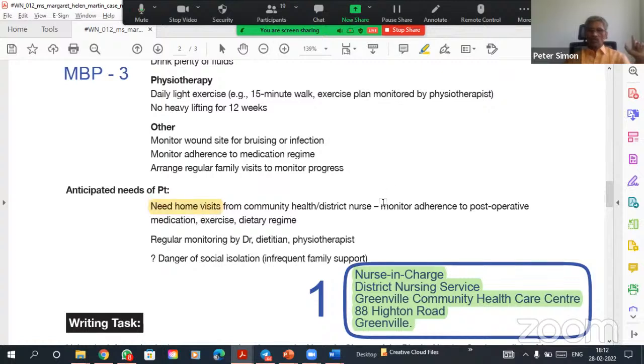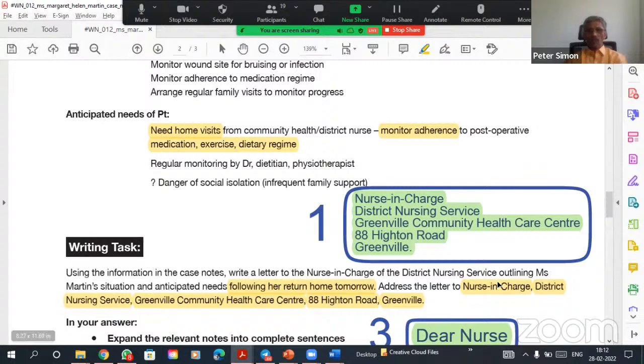Requires home visits, and monitoring adherence to these things. Regular monitoring. Okay. Home visits for regular monitoring and appropriate management. Requires home visits for monitoring medication adherence, exercise, and dietary regimen. These three things should come.